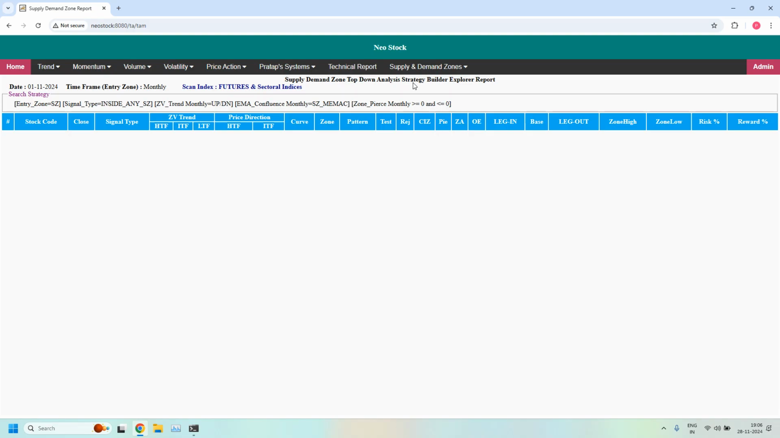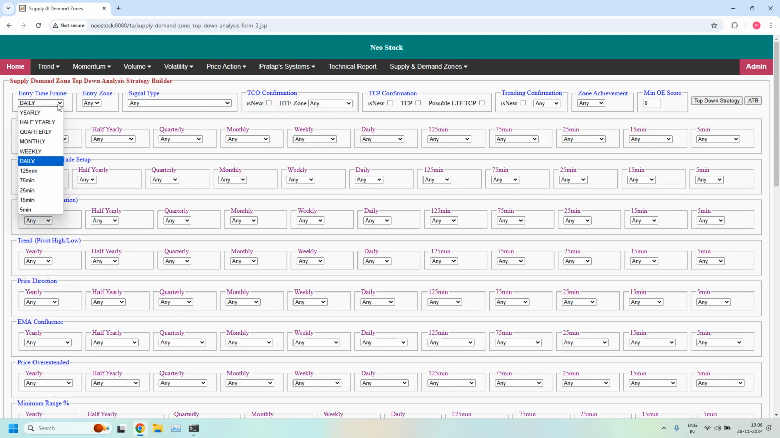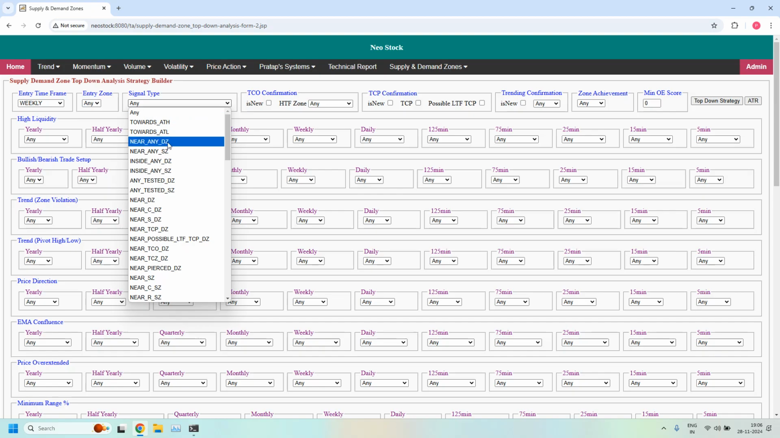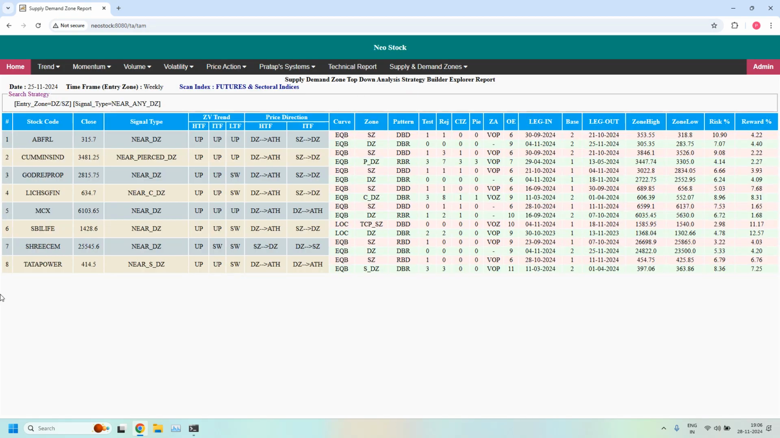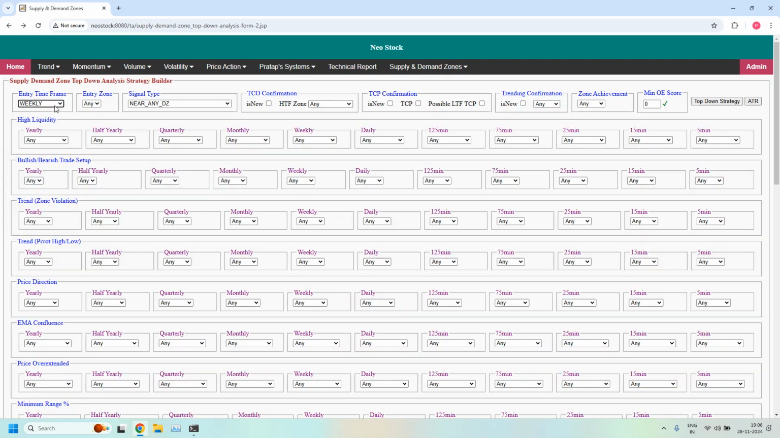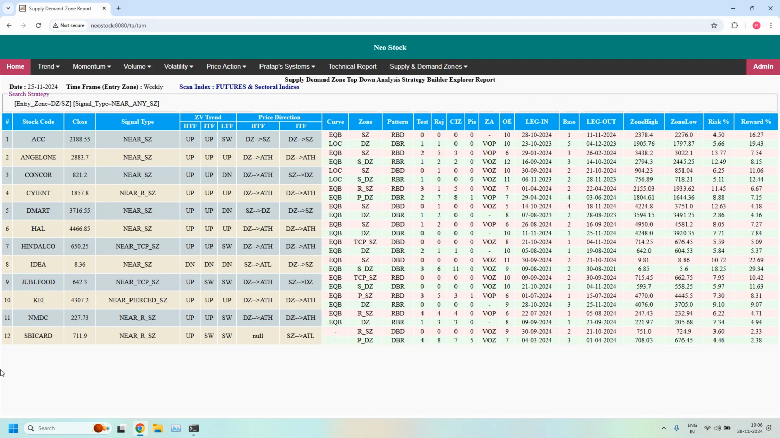Okay, next time frame is weekly. Stocks near weekly demand zone. We got 8 stocks. Next, weekly time frame, stocks near weekly supply zone. We got 12 stocks.